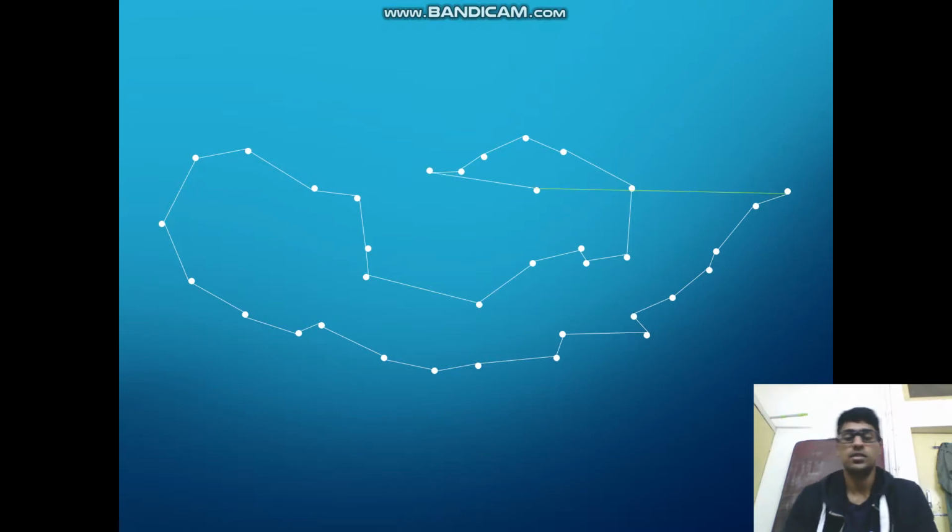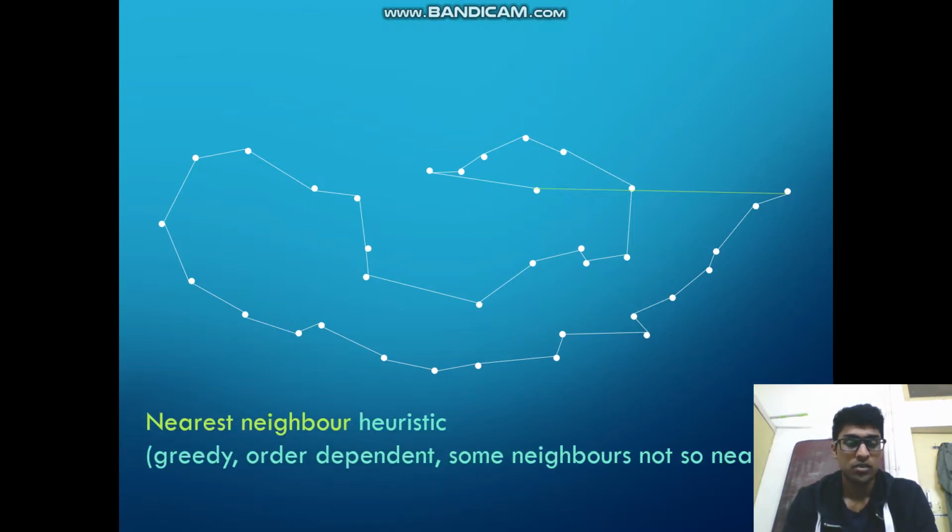Again, as we have seen in our example, here also we can see the problem of the last edge becoming really long. So the nearest neighbor heuristic is actually a greedy approach, where we always go to the nearest neighbor, and greedy is not necessarily the solution to any problem. We have to always prove that a greedy solution works. In this case it doesn't, and also it's order dependent, it matters in which order we are traveling and from which node we start. And some neighbors are not so near, as we can see over here.